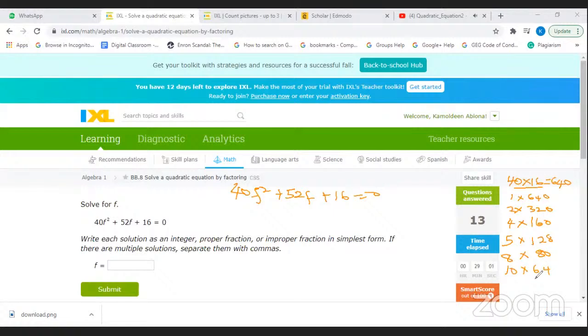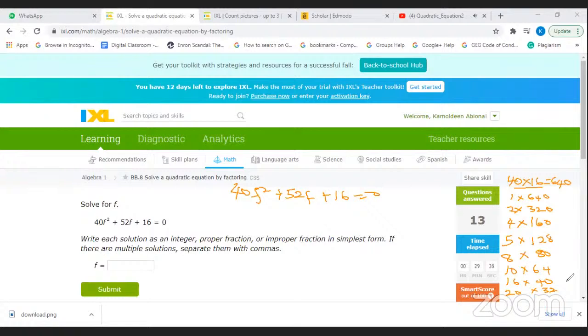Which other one again? 12 cannot go. 16, yeah, 16 can go. 16 by 40. After that, what can go? If 10 can go, can 20 go? Yes. That would be 20 by 32. Which other one?